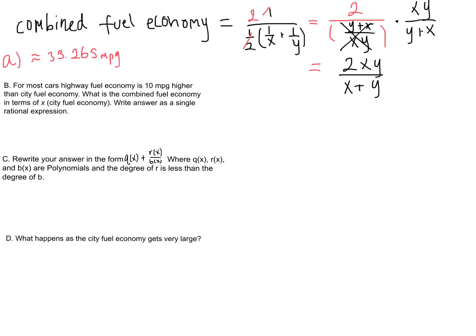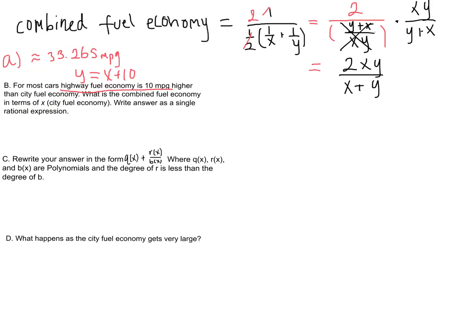So what we want to realize is that what this is saying is that the highway fuel economy, or in this case y, is equal to 10 plus x, or I can write it as x plus 10. So wherever I see a y, I know that on average, for most cars, and this was the case with the Volkswagen Jetta, the highway fuel economy is 10 more than the city fuel economy. So if the city was 29, the highway would be 39. And so we can write our equation in terms of only x. So go ahead and pause the video and try that now.